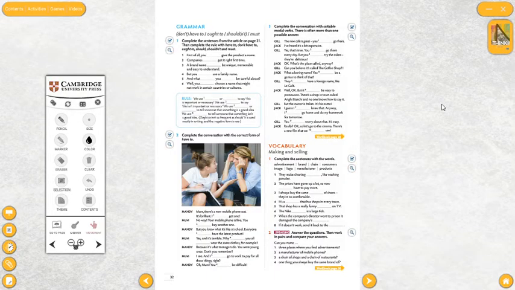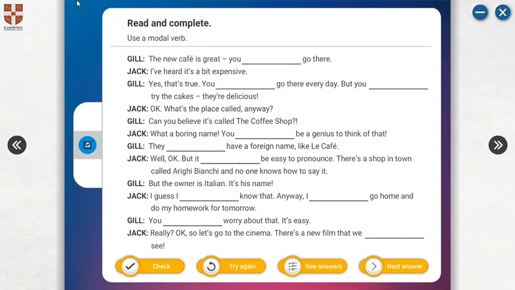Now we can go on to the next one. Use a modal verb. We use must, have to, should, or ought to. When it is necessary, we must do it. We use must or have to. Or when we give an idea, or advise, we can use should or ought to. For example, the new coffee shop is great. You should or ought to go, because if you go there, you will like it. But if you don't go there, you won't know.